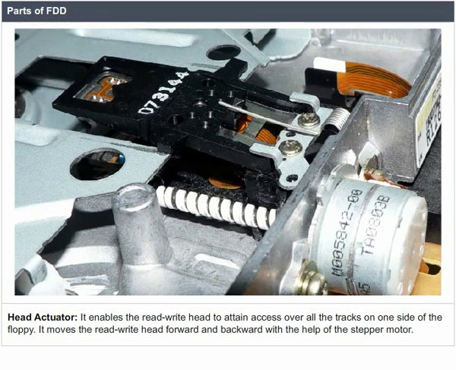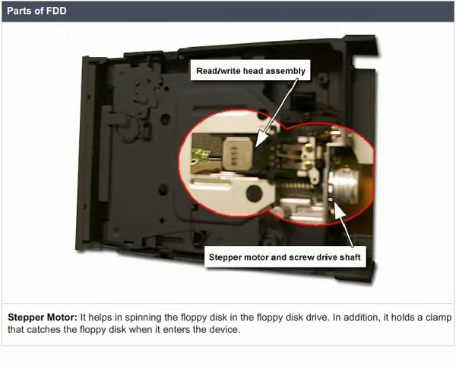Head actuator. It enables the read-write head to attain access over all the tracks on one side of the floppy. It moves the read-write head forward and backward with the help of the stepper motor. Stepper motor. It helps in spinning the floppy disk in the floppy disk drive. In addition, it holds a clamp that catches the floppy disk when it enters the device.